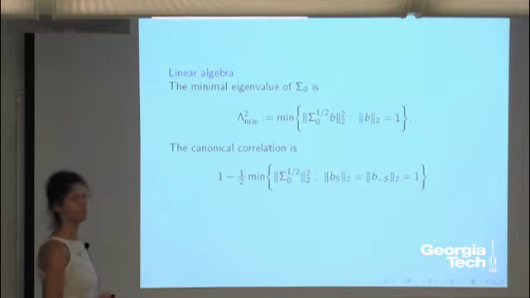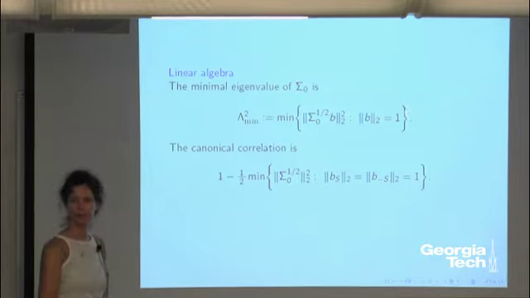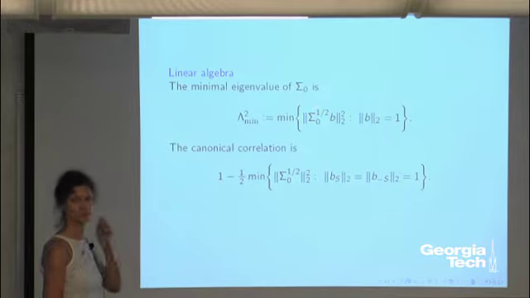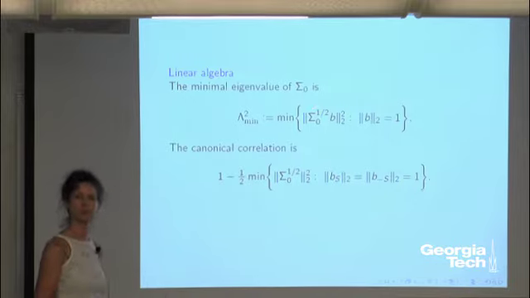Okay, now we're going to do some linear algebra. If you have a symmetric positive semi-definite matrix, you can define its minimal eigenvalue. And if the minimal eigenvalue is positive, you can identify the vector B from this quadratic form. So a positive minimal eigenvalue gives you some identifiability.